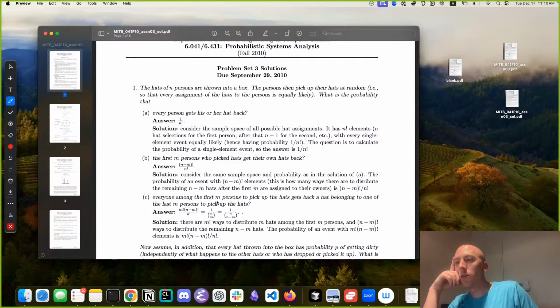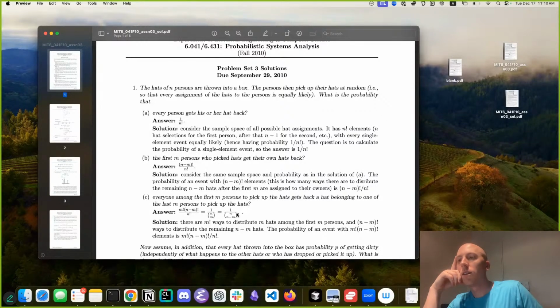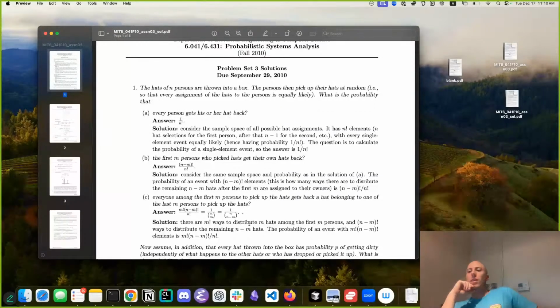So everyone among the first m persons to pick up their hats gets a hat. Okay. There are m factorial ways to distribute m hats along the first m persons. I feel like we should understand it in this way, that's a better way to go about it.